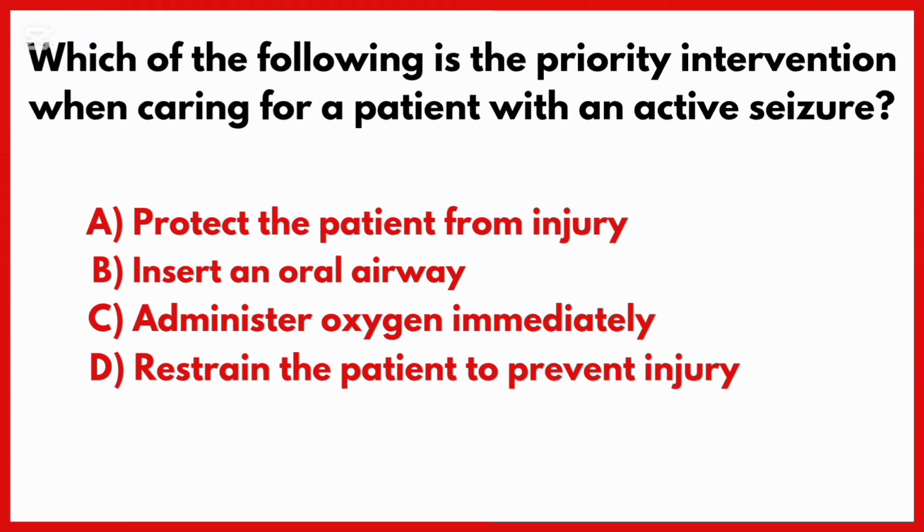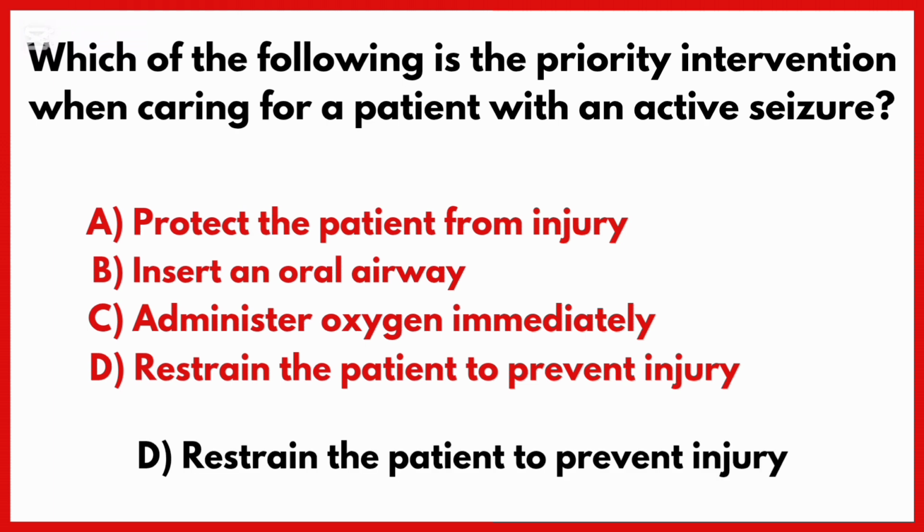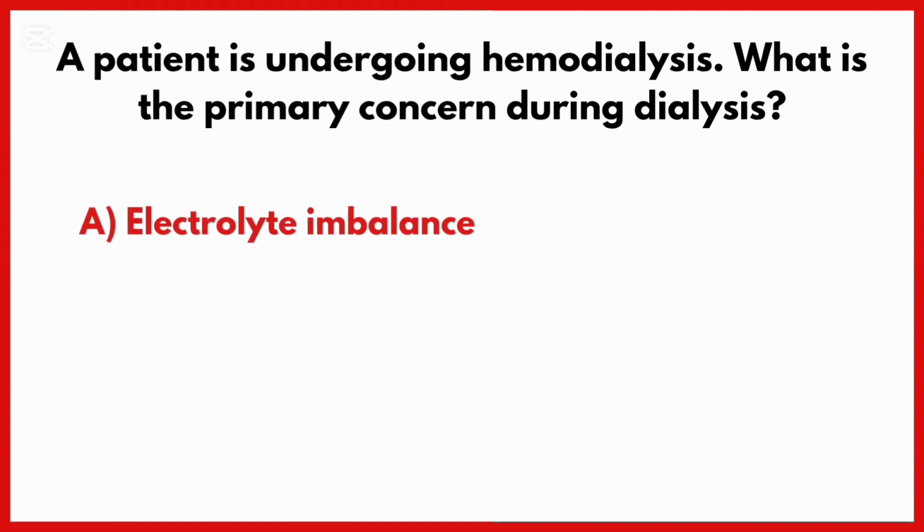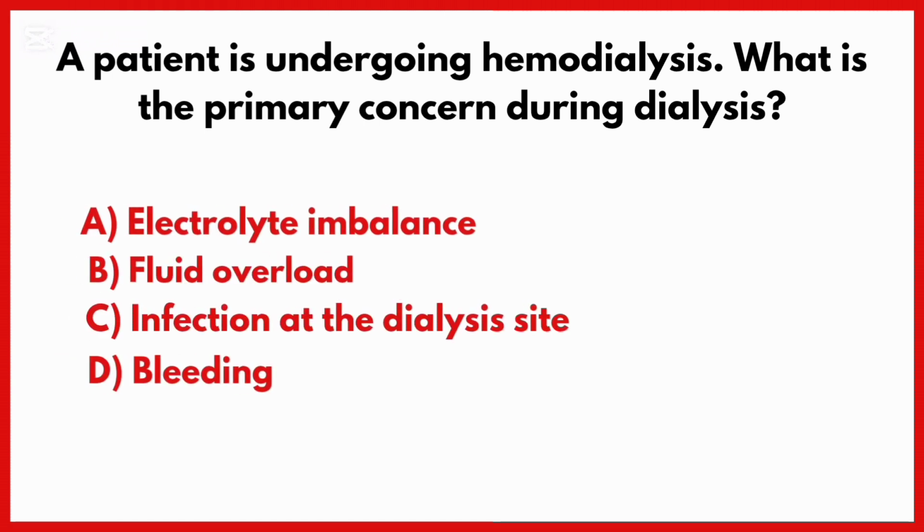Which of the following is the priority intervention when caring for a patient with an active seizure? Correct answer is option A. Protect the patient from injury. A patient is undergoing hemodialysis. What is the primary concern during dialysis? Correct answer is option D. Bleeding.